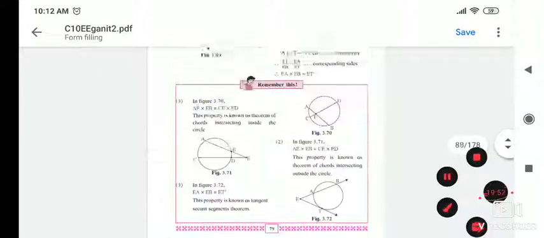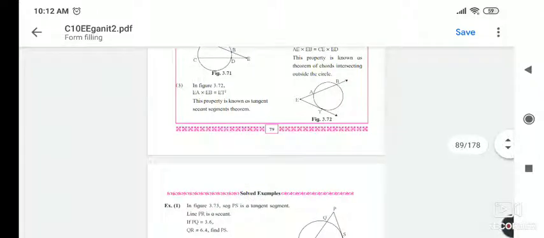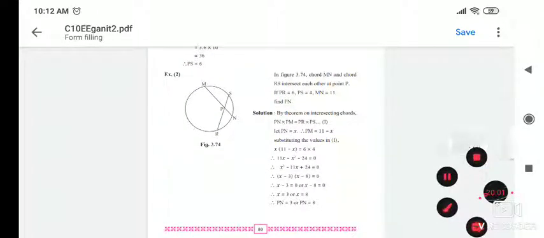All of you note down whatever I told you. Today I taught you the tangent secant theorem. Afterwards, remember these points and these two examples. All of you note down and send me on my personal number.